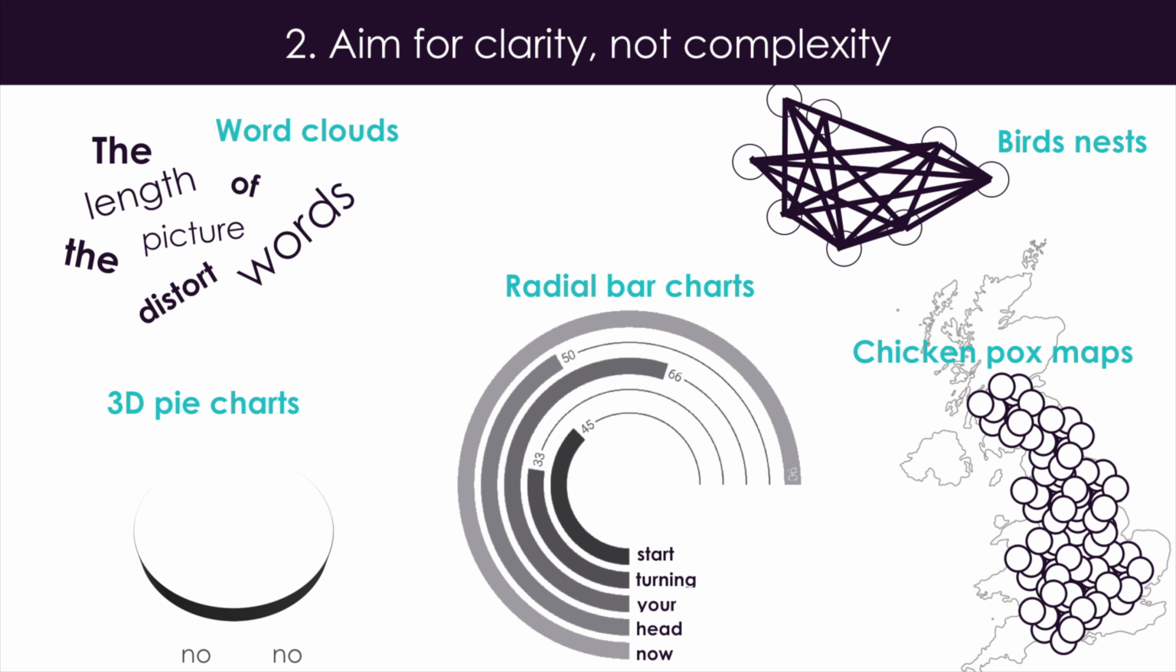And just to mention one, perhaps, we've got birds' nests there in the upper right-hand corner. They're network diagrams where you've got millions of lines crossing over each other, but it's very difficult to perceive any insights in there.